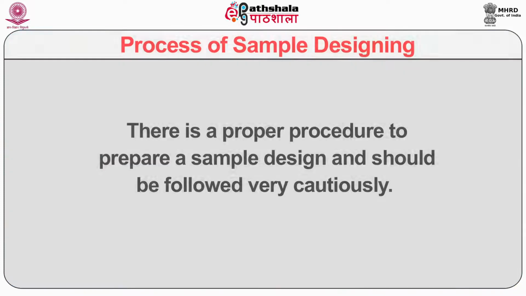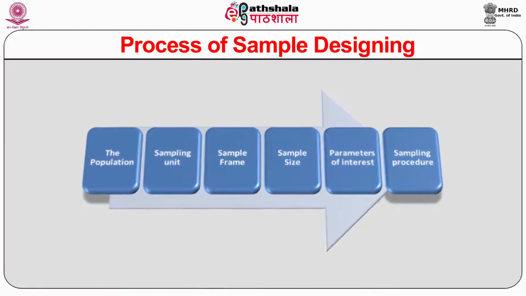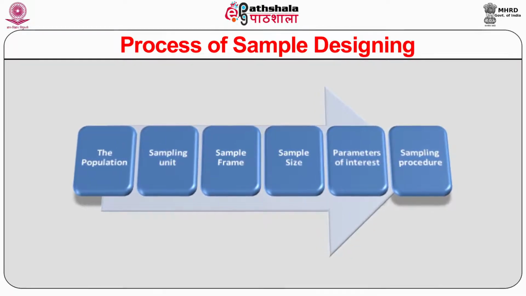There are many types of sample designs from which a researcher can choose one. Some of the sample designs are relatively more precise and thus easier to adopt as compared to others. Hence, the researcher must select a sample design out of the existing designs or prepare his own design that is reliable and appropriate for the research study at hand. There is a proper procedure to prepare a sample design and it should be followed very cautiously. Thus, at the time of developing a sample design, the researcher's utmost attention should be towards the following points.